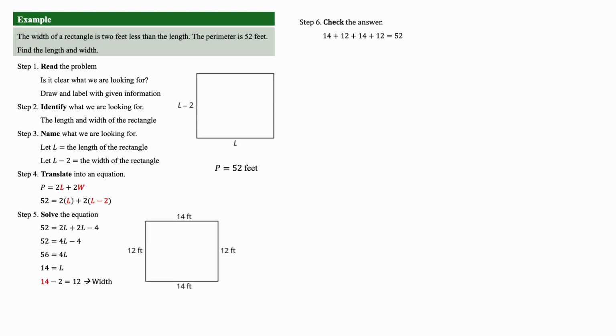We're going to check our answer. 14 plus 12 plus 14 plus 12 is equal to 52. And we are correct. Now we're going to answer the question. The length of the rectangle is 14, and the width is 12.